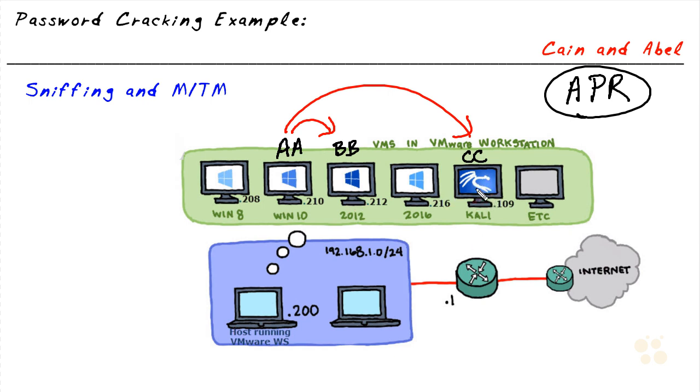We can make the Kali Linux box think that to reach the .212 address, it should forward to the layer 2 address of AA, which is our attacker. And we can trick the Windows 2012 server into thinking that to reach the IP address .109, it should forward also to the layer 2 address of AA. That's what causes all the traffic between the Windows 2012 server and the Kali Linux box to be routed through the attack machine, all through ARP poisoning of the ARP caches on our Kali Linux box and our 2012 server.